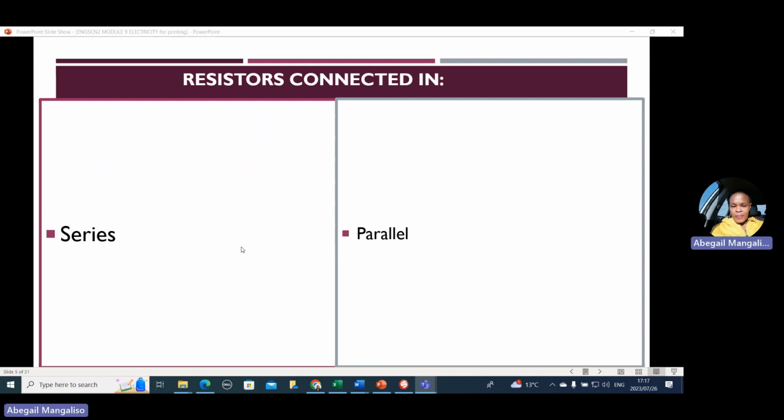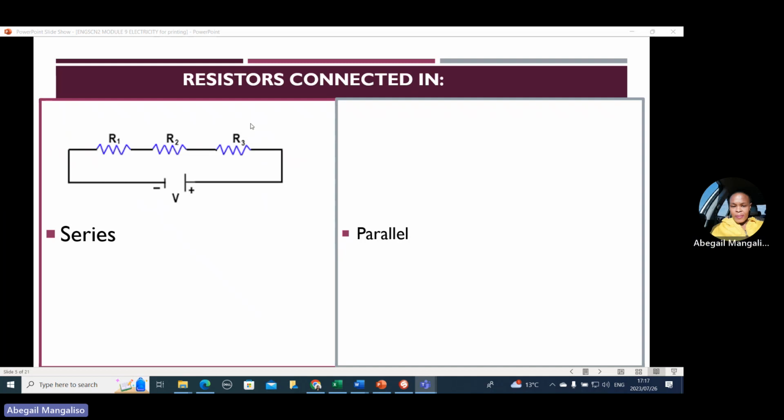Resistors that are connected in series. The components of an electric circuit. A circuit consists of a resistance. It consists of a conductor, the wire that you see. It consists of a cell. It also consists of a battery. It consists of an ammeter, an instrument that is used to measure the electric current through the circuit. It also consists of a voltmeter, an instrument that is used to measure the potential difference or voltage.